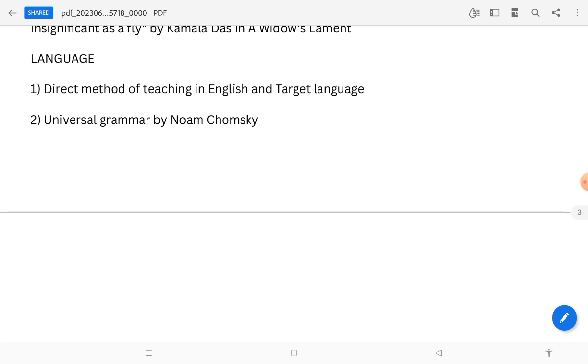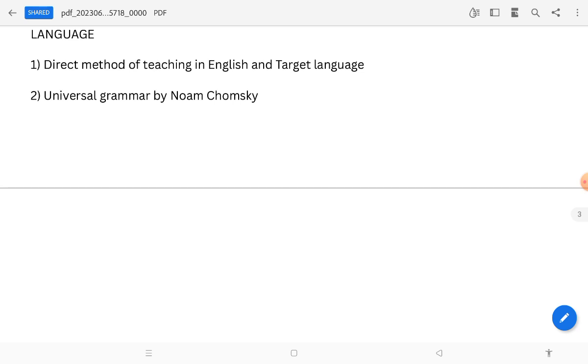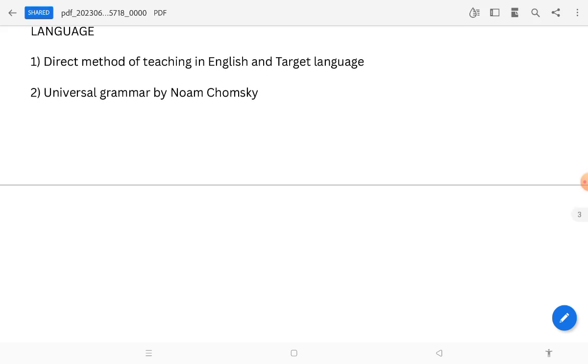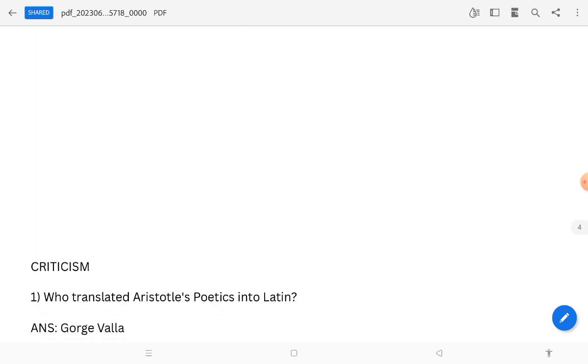Then there are some questions from linguistics, and the first question, direct method of teaching in English and target language also. So there is a statement based question, a long question about direct method of teaching. You can also add it in teaching aptitude and language, target language question. Then there is a question about universal grammar, which was given by Noam Chomsky.